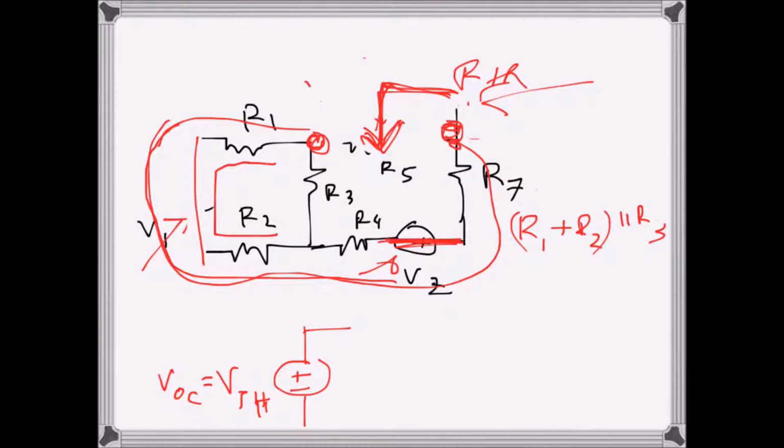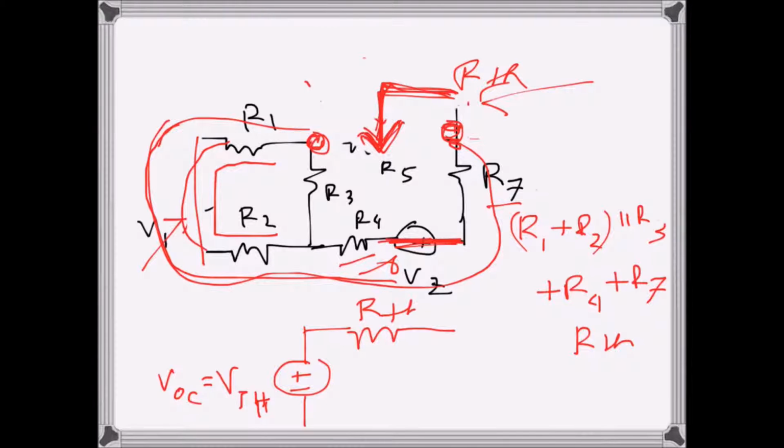And then this whole part is in series with R4 plus R7. So R1 and R2 in series, then parallel with R3, we get one resistance, and that one in series with R4 and R7 gives me the resistance which is seen from here. So that will be R Thevenin. So the whole circuit is replaced by one voltage source and one series resistance. This is this whole part.